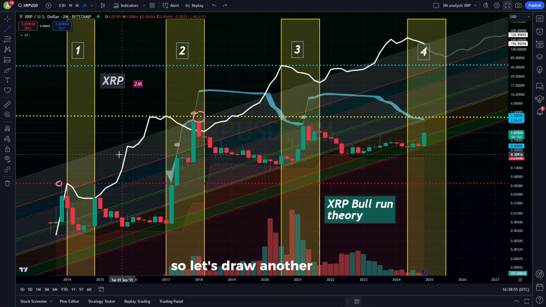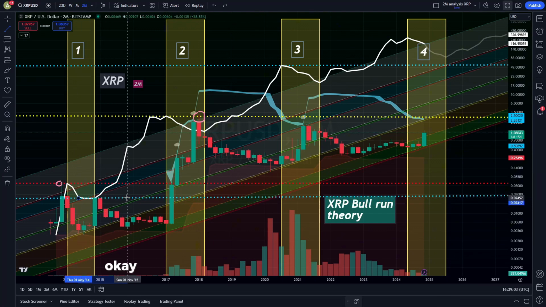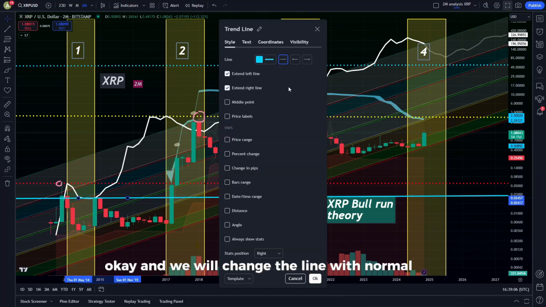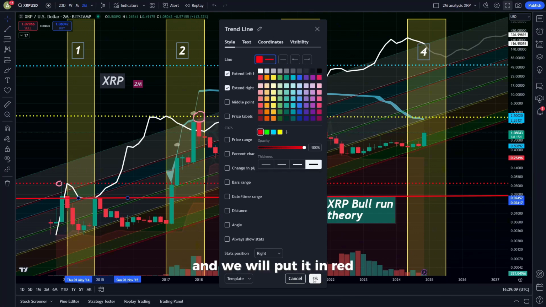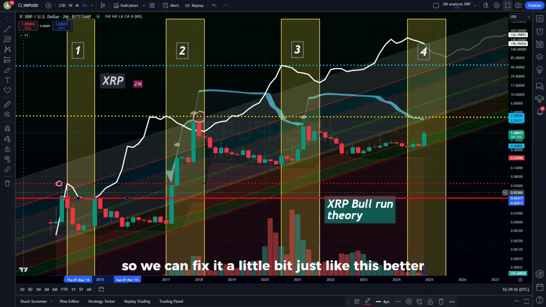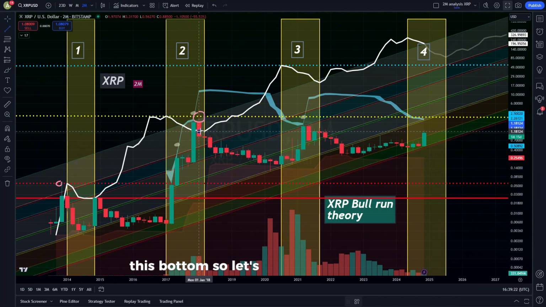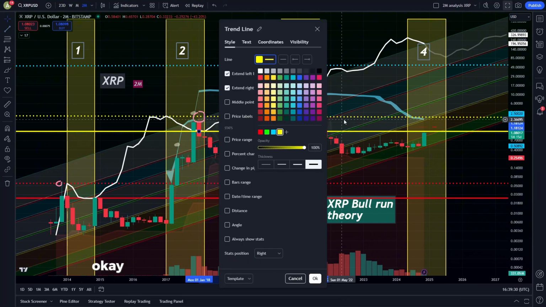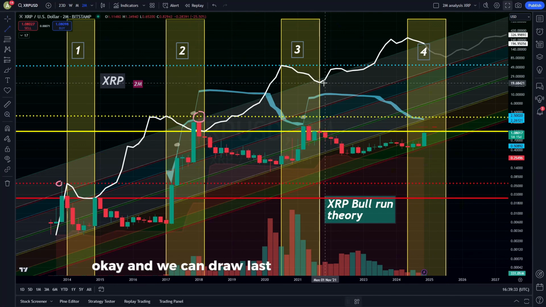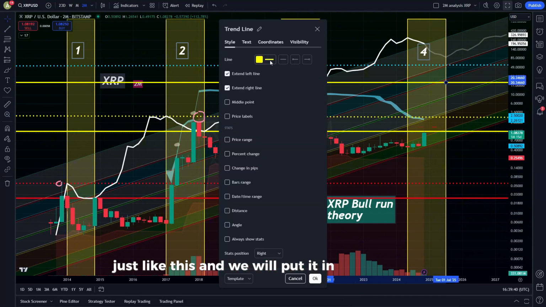So let's draw another line. Here, you see, we have the bottom of Bitcoin just right here. So let's draw a line for this, okay? And we will change the line with a normal line and we will put it in red, okay? So we can fix it a little bit, just like this, it's better. Then we have this, okay, this bottom. So let's draw another line here. Yes, just like this in yellow, okay? And we can draw the last line with this bottom, right? Just like this, and we will put it in blue, of course.